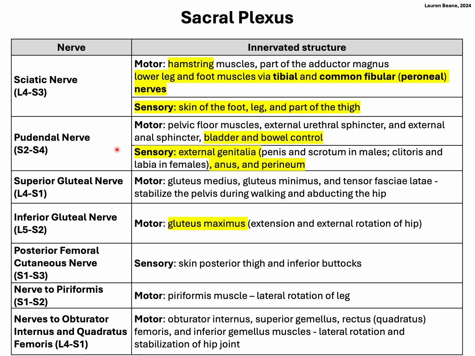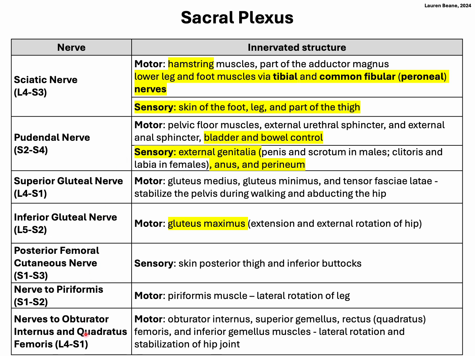Pudendal nerve is really important for bladder and bowel control. So it provides motor innervation to the pelvic floor muscles, external urethral sphincter, controlling urination, external anal sphincter, controlling defecation, right? We really want to be able to have motor control there. Pudendal nerve is providing that. Similarly, sensory innervation of the external genitalia, the anus, and the perineum. So all of those sensitive private areas there, all provided by the pudendal nerve.